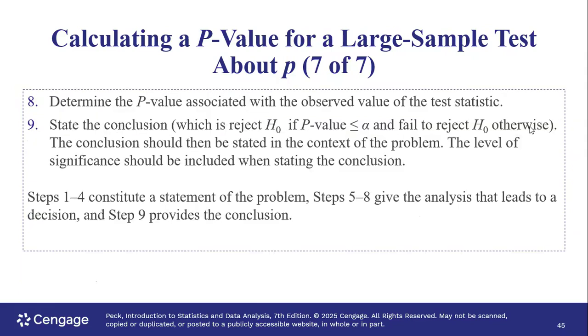Determine the p-value associated with the observed value of the test statistic. State the conclusion, which is to reject H0 if p-value is less than or equal to alpha and fail to reject H0 otherwise. The conclusion should then be stated in the context of the problem. The level of significance should be included when stating the conclusion.